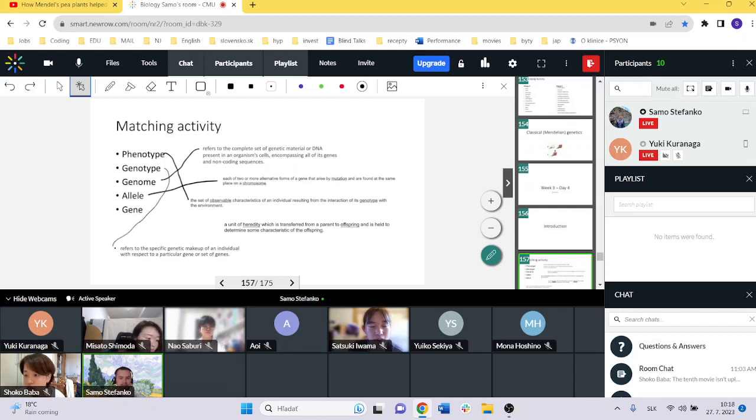And the last one, gene. Gene is a unit of heredity which is transferred from a parent to offspring and is held to determine some characteristic of the offspring. Thank you, Shoko. Great. Please link it.